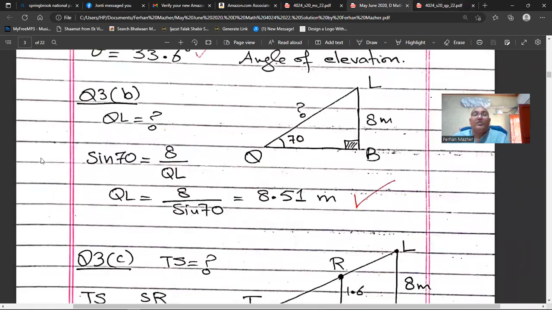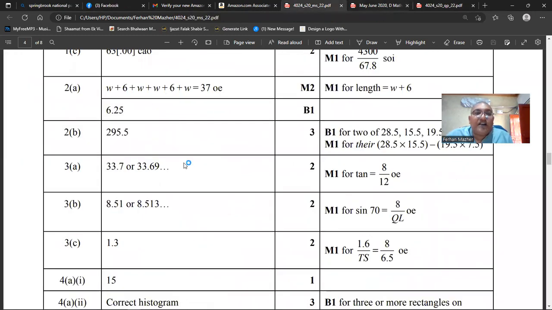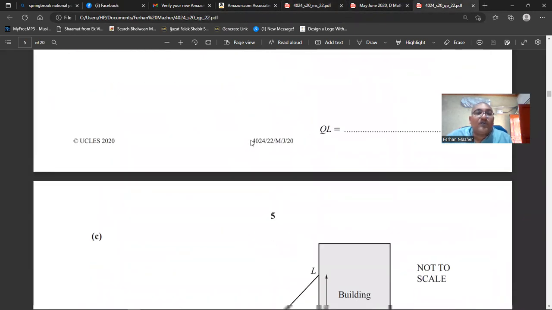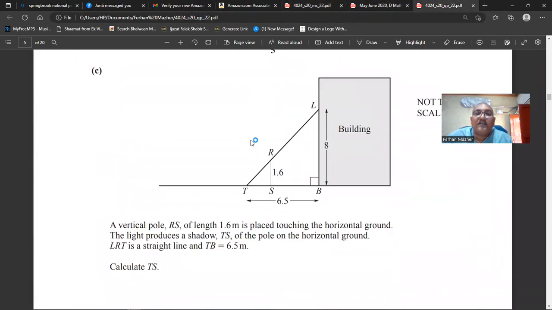It's a 2 marks part. So let me show you. Okay, so the QL is the question. So the sine of 70 will be equal to 8 divided by the QL. So the QL will be equal to 8 divided by sine 70. So that will be 8.51 meter. The QL will be equal to 8.51 meter. So let's check. That's the B part. 8.51 meter is the right answer. Okay, so we are going to the next part.